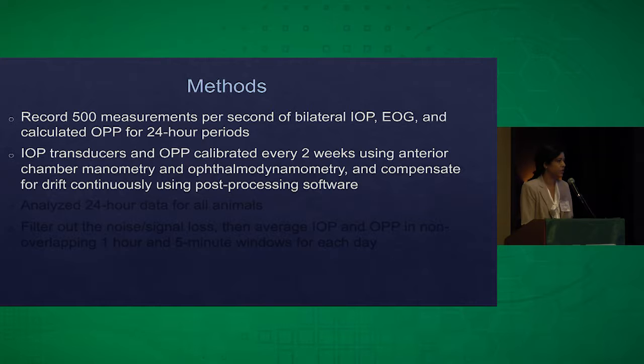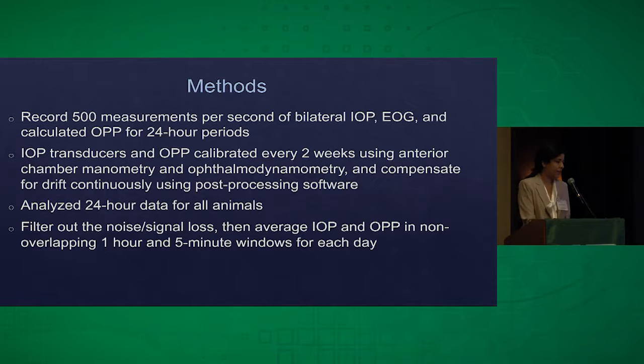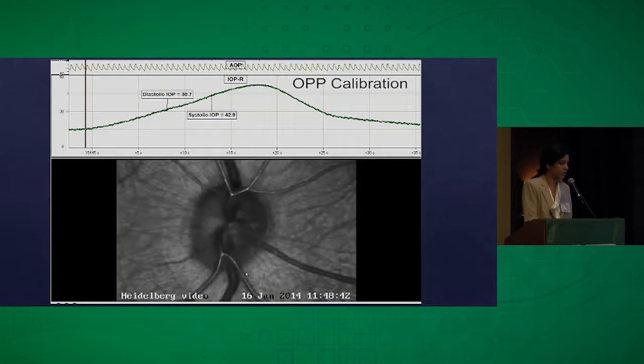Over a month, the drift is never more than 3 millimeters, and in the calibration files, we calculate the drift and accurately calculate the intraocular pressure. The data is then analyzed. We filter out the noise and signal, and then average the IOP and OPP in overlapping 1 hour and 5 minute windows for each day.